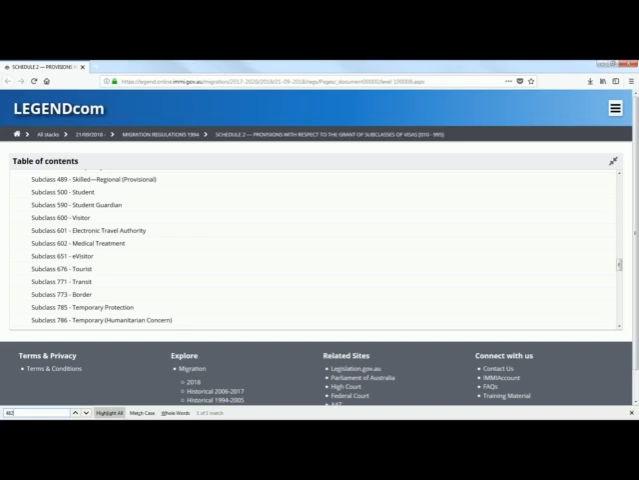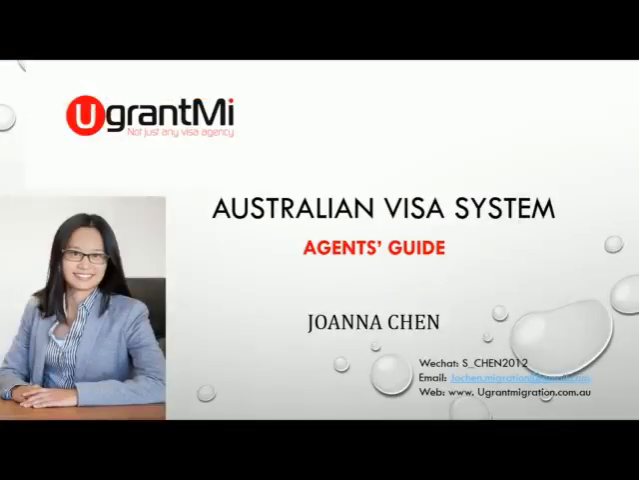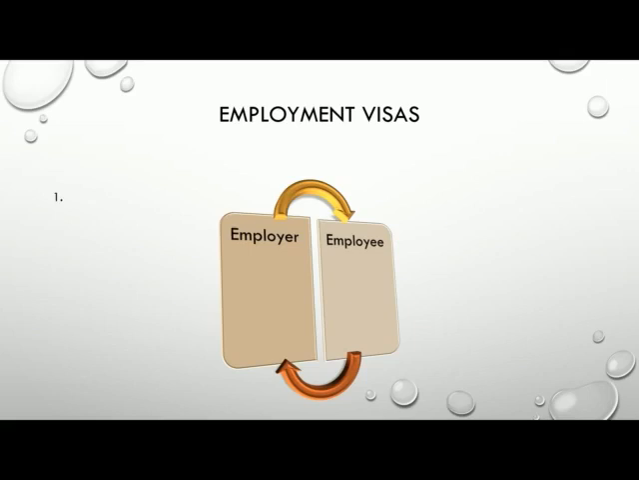So what I'm going to do is give you a very straightforward slide. First of all, let me talk about employment visas. What we can call a work permit, or work visa, or 457 visa, or TSS. They're all the same thing.